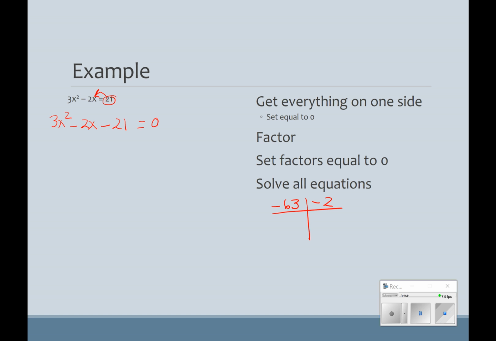And hopefully you're getting better at this factoring. So my factors are going to be -9 and 7. When I multiply them, they equal -63. When I add them, they equal -2.